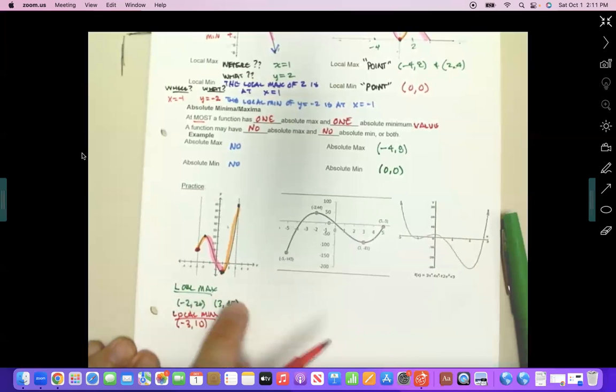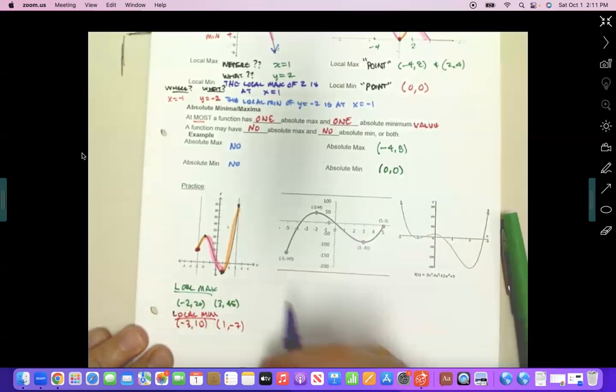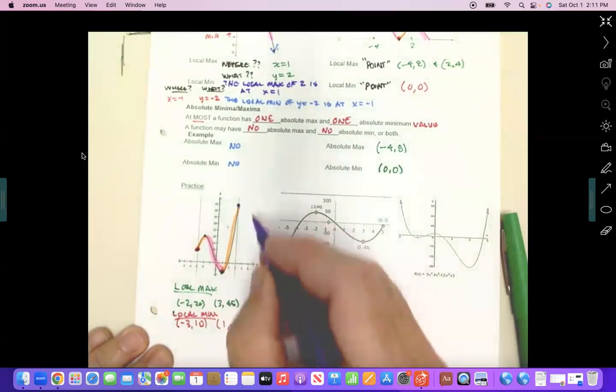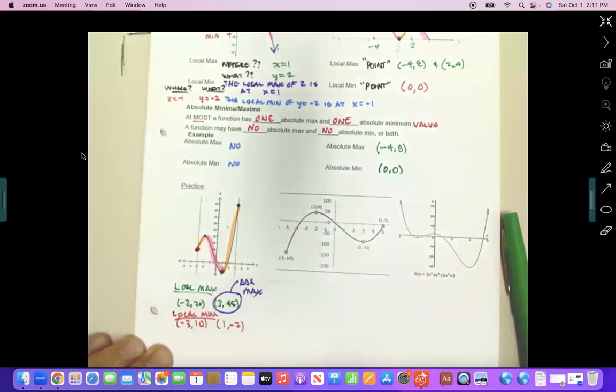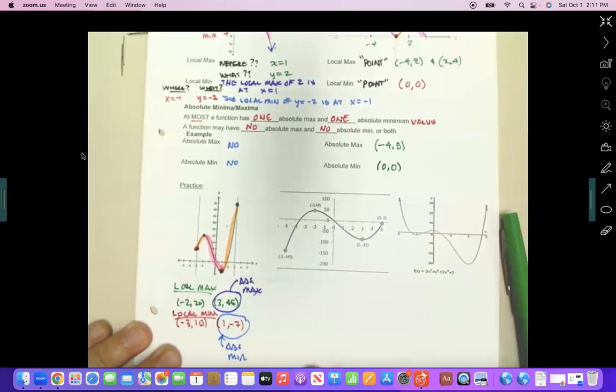Out of these, we will determine which ones are our absolute. And you can see, obviously, this is the highest point. So this one would be our absolute max. And on the other side of this, you'll see this is the lowest that it goes, and that occurs at 1, -7. So that would make this the absolute min.